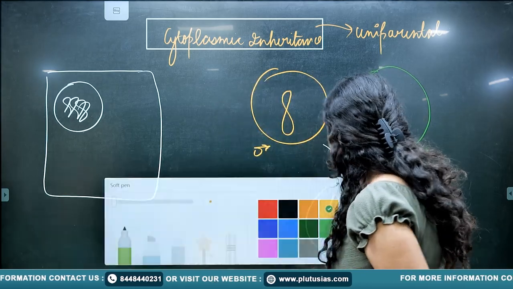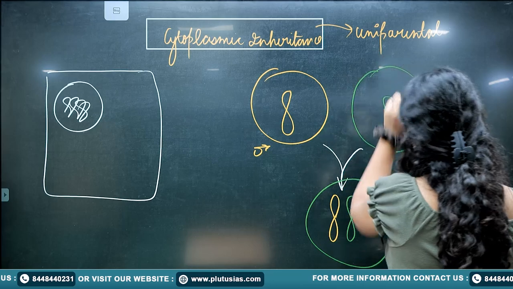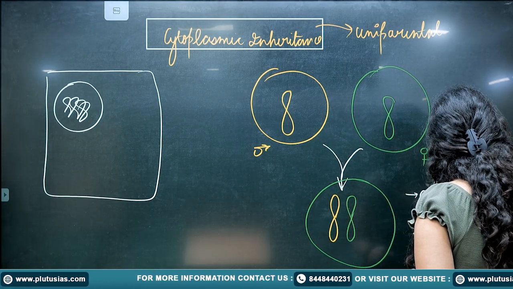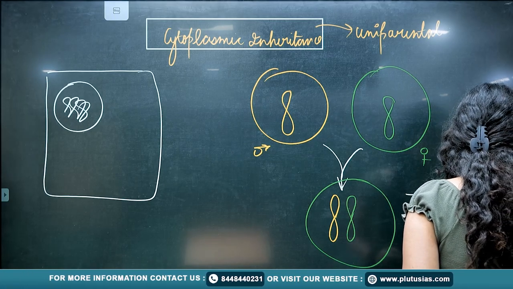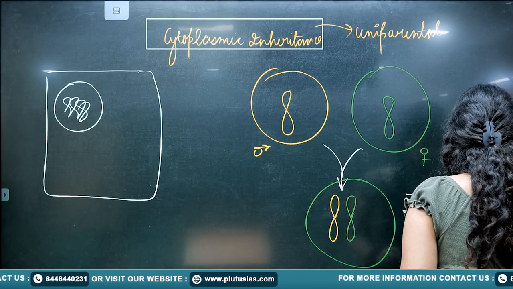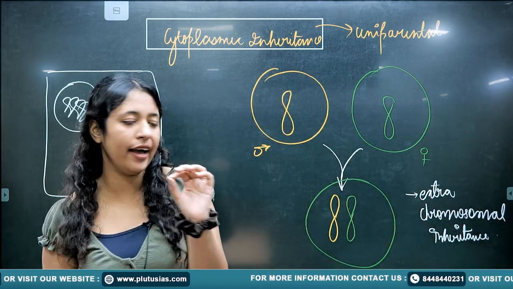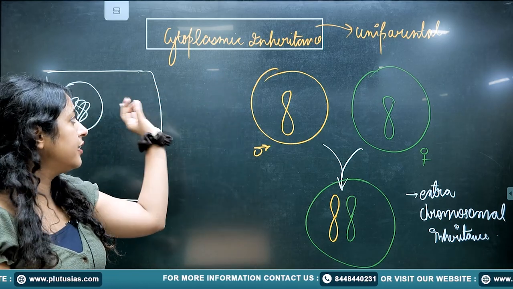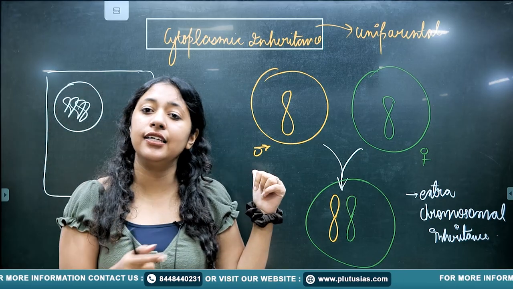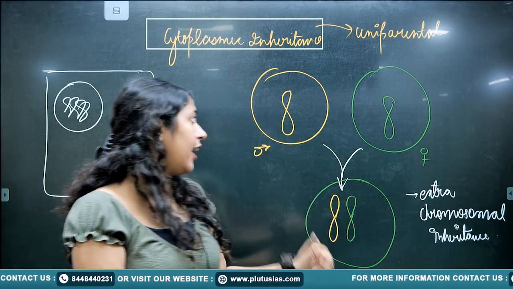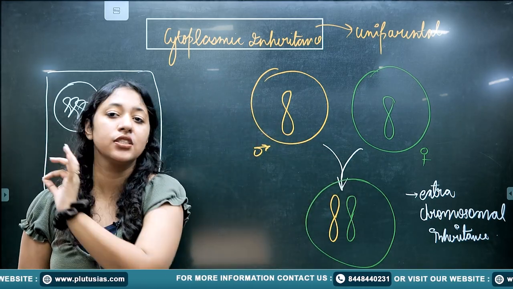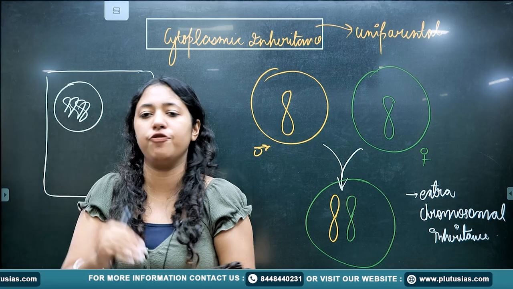What else other than uniparental? You can say, other than being uniparental, it is extra chromosomal inheritance. Okay, so I hope you are able to understand what we have studied. We have studied cytoplasmic inheritance, that means the inheritance of cytoplasm. We have studied that it is not chromosomal inheritance, rather it is extra chromosomal inheritance. And other than that, it is uniparental. That means the cytoplasm of only one parent will be transmitted because there is no mechanism of division of cytoplasm into half male and half female.